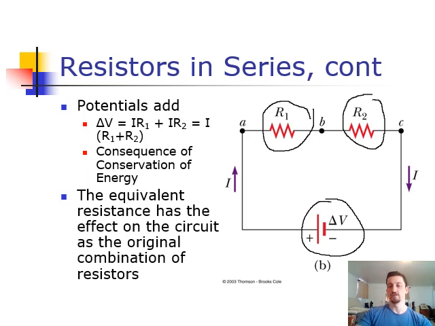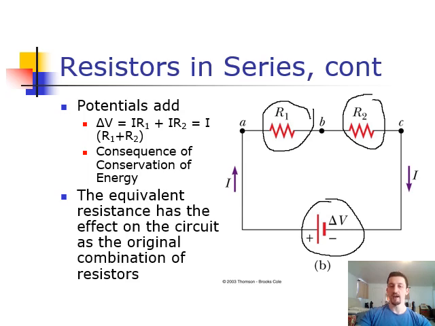So the total voltage supplied by the battery is going to be split between these two, which is going to be IR1 plus IR2. And then if we factor out the I, because we know the current is the same for both of these, we get that delta V is equal to I times (R1 plus R2) in parentheses. And that's what this formula here is telling us. This is basically a consequence of conservation of energy. However much voltage is being supplied by this battery is how much can be used between both of these resistors. So the total voltage from the battery has to be equal to the voltage used by the resistors.